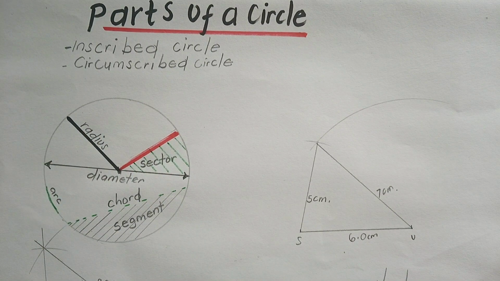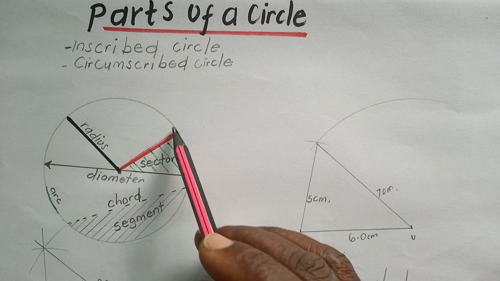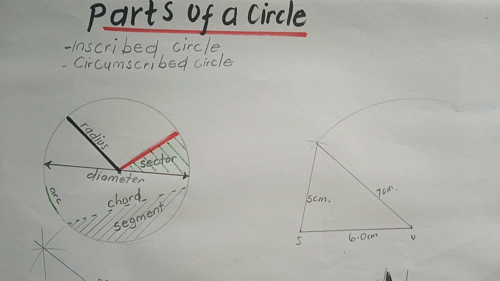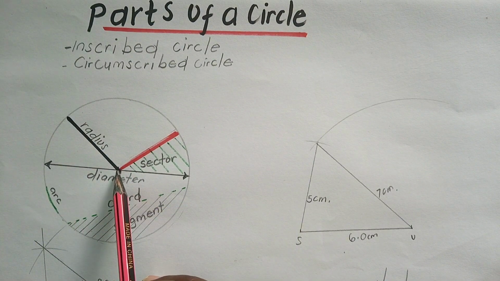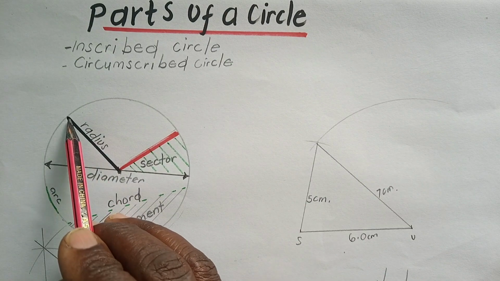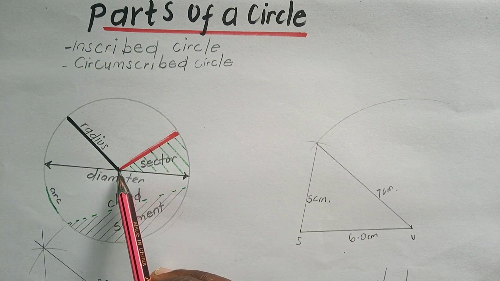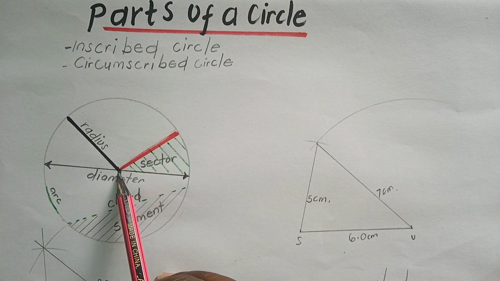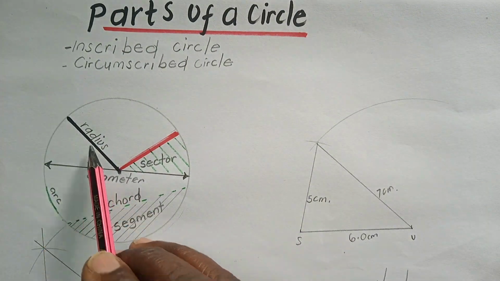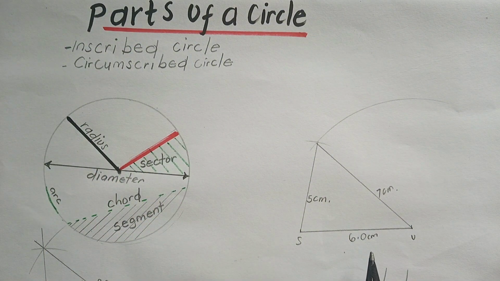Now the circumference, this is the distance along the circle. Along this circle, we call it circumference. Then the radius is from this point to any point on our circumference. So the radius is the distance from the center to any point on the circle. Center to any point on the circle is called the radius.